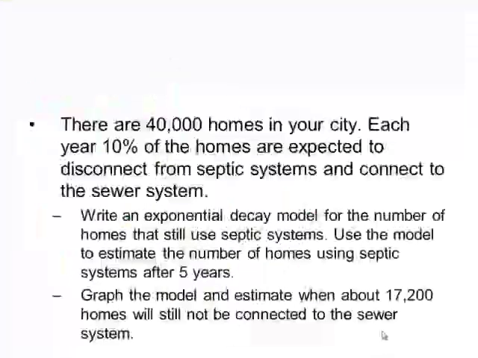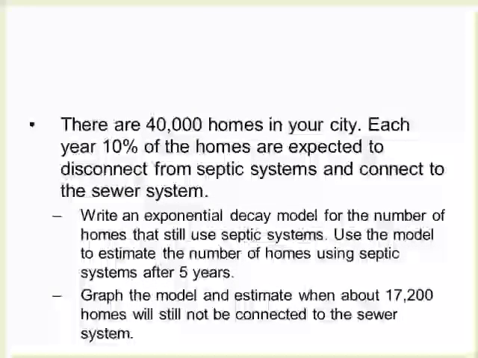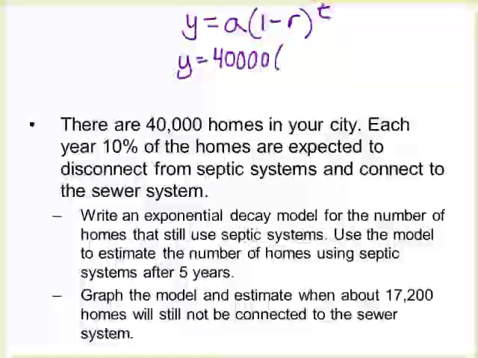Last example, there are 40,000 homes in your city. Each year 10% is expected to disconnect from septic and go to sewer. Write an exponential decay model for the number that are still connected to septic. So, our starting equation is A, 1 minus R, because it's decay, to the T. What is A? 40,000. What is R? 0.1 for 10%. And t is t. We're not going to plug anything in yet because in a model we need two variables.